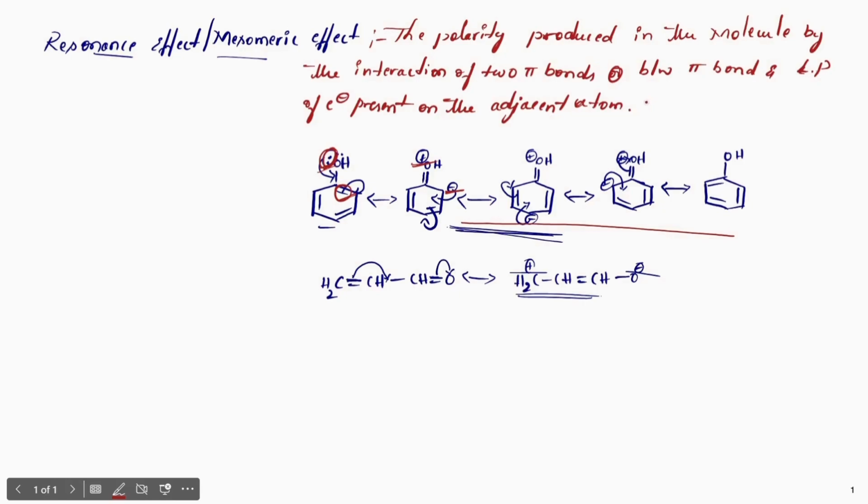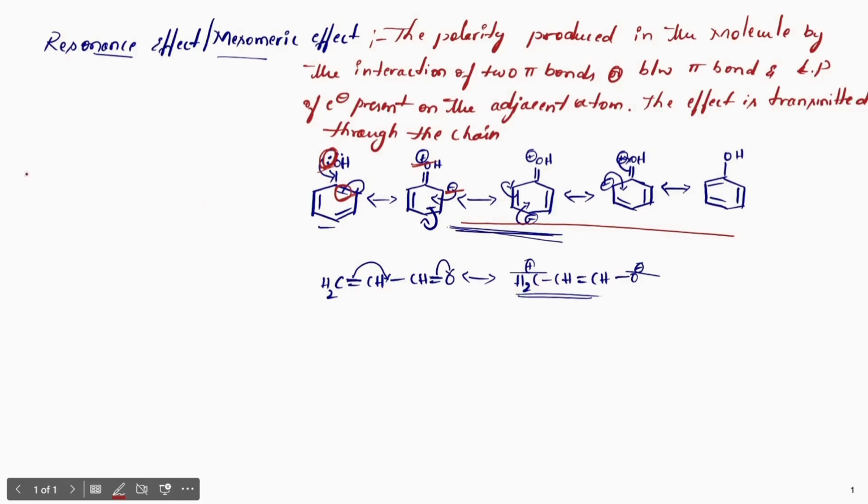atom. This effect continued, or this effect is transmitted throughout the chain. The effect is transmitted through the chain. This is nothing but the resonance effect or mesomeric effect.